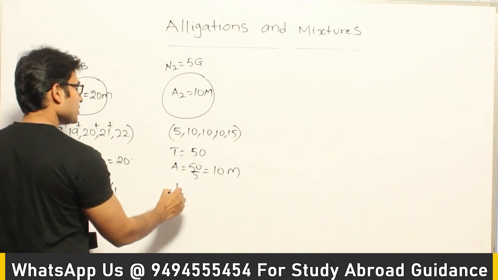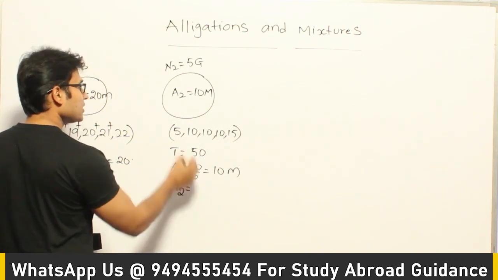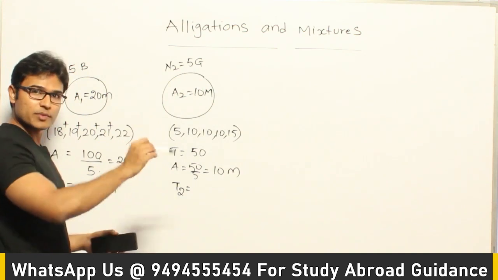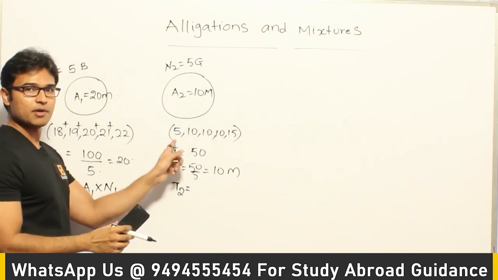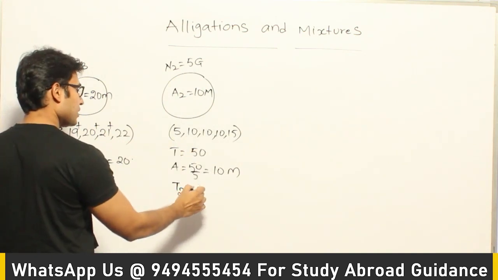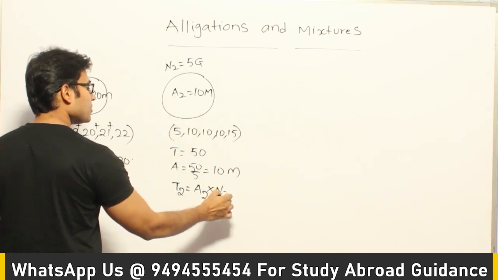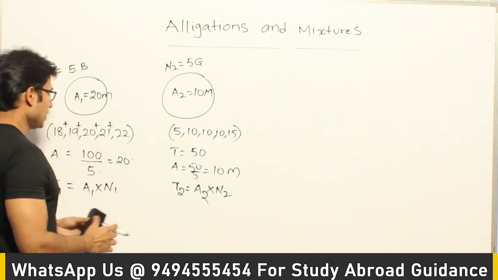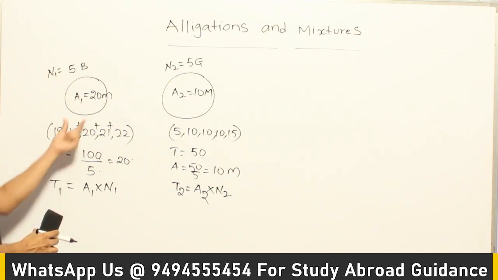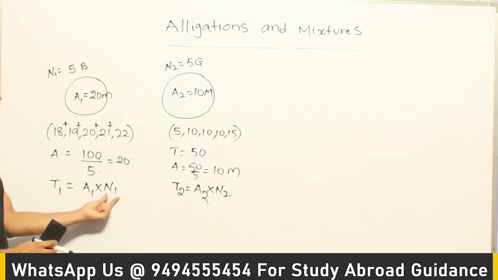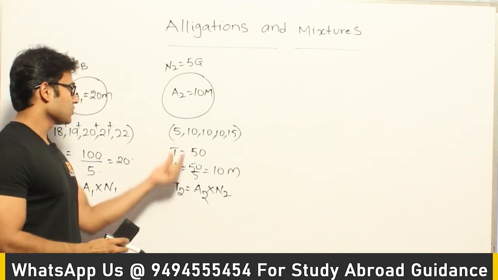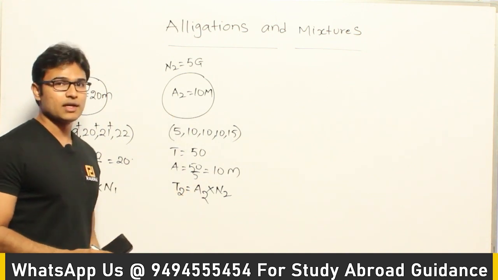So what do you get from this? The total marks got by these students can also be obtained even without adding them up. It can be obtained by taking the average of this group, which is A2, into the number of people in that group, which is N2. So the total marks obtained by the students in the first group is A1 N1, and the total marks obtained by the students in this group is A2 N2.